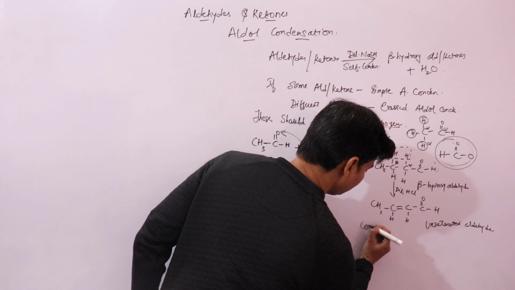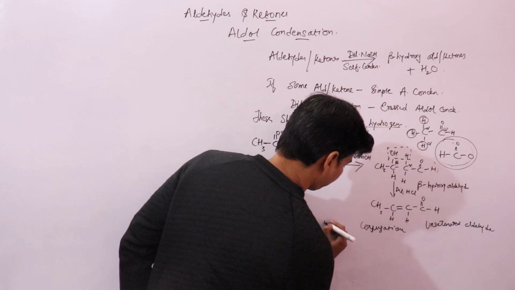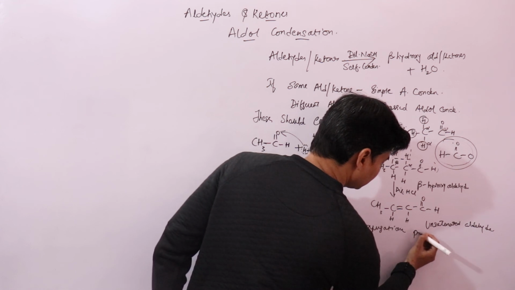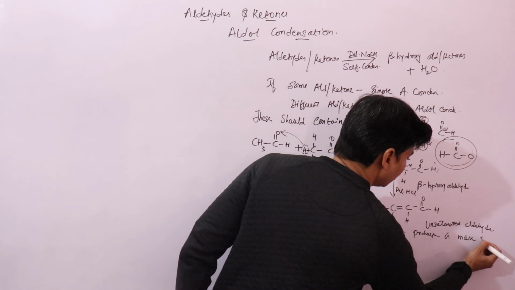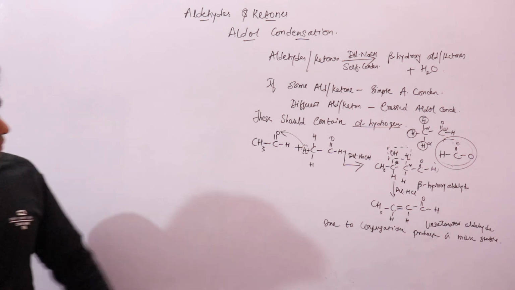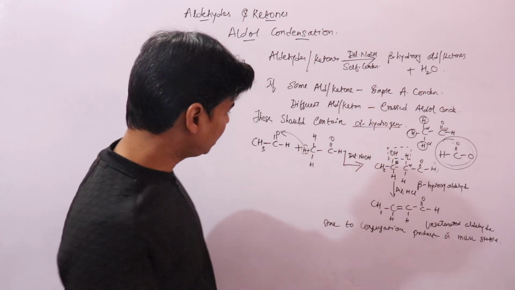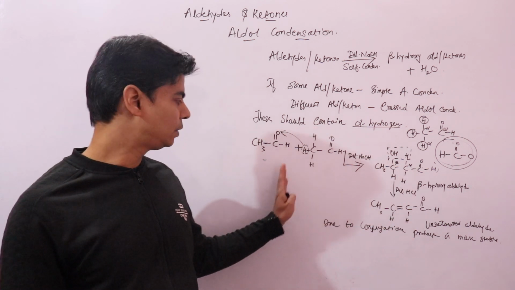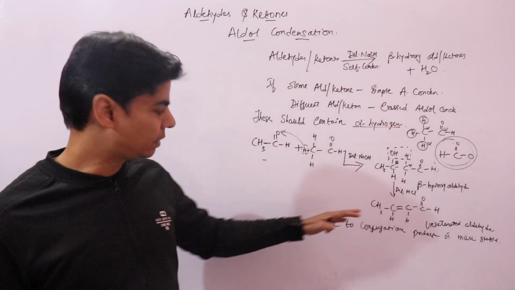So due to conjugation, the product, that is this unsaturated aldehyde, is more stable. This is important to remember. So this is your aldol condensation, basically. Now you can do the similar reaction between two same ketones, and between different ketones is your cross aldol condensation. We'll see that in a moment.